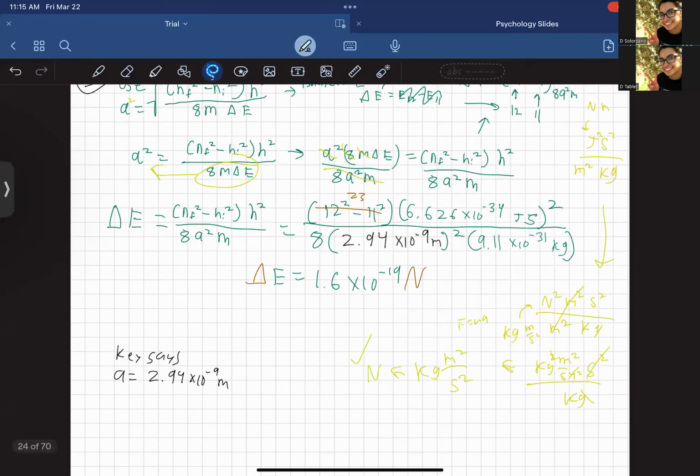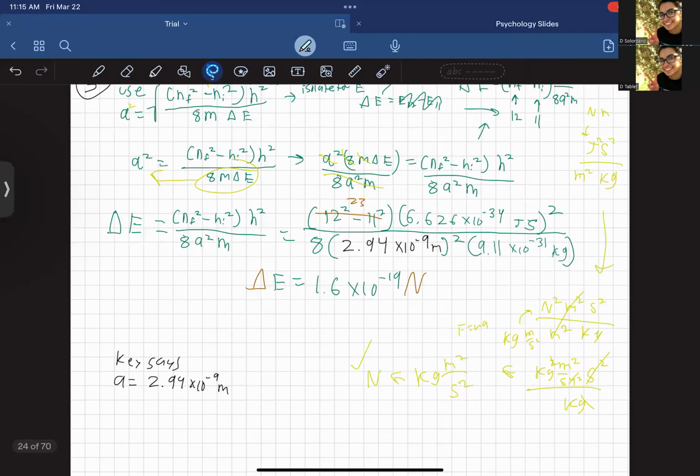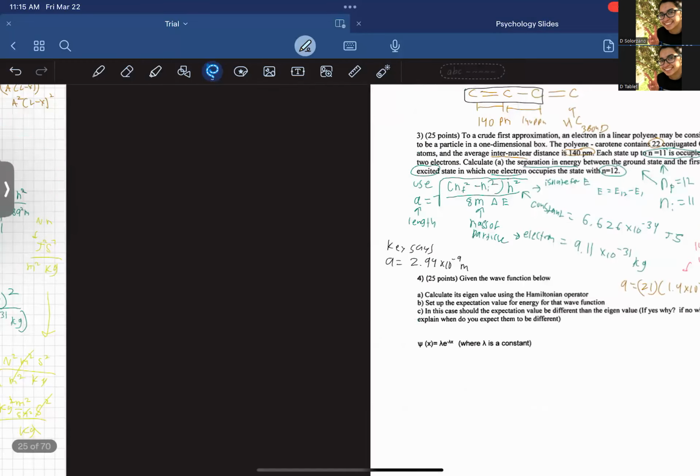Maybe back to the units. Oh, I see. I have a second squared up there. It is joules. So then that's going to be Newton meters, which is joules. Okay, cool. We're good. Cool. So that's that problem. And I'm glad we figured out where that A came from.